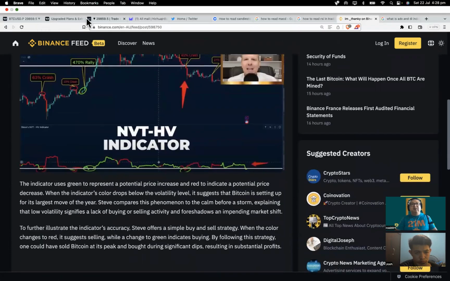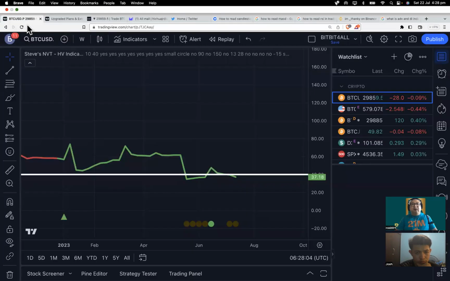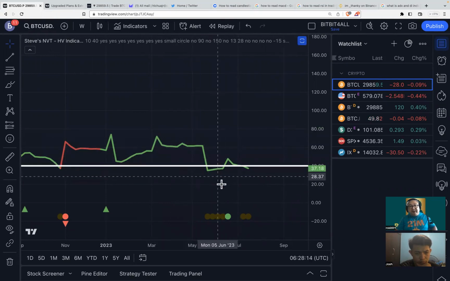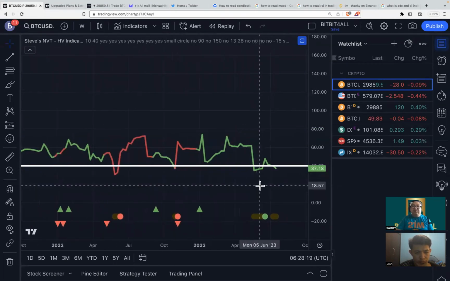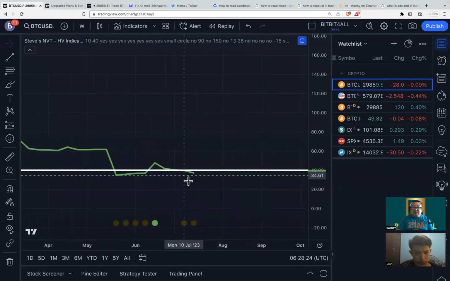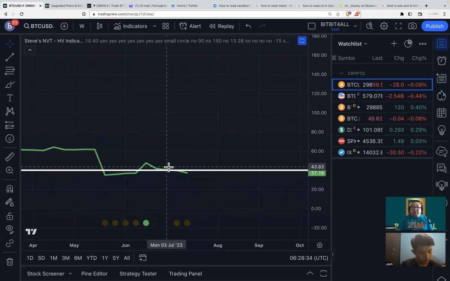Let's not read that, so you don't get overwhelmed. It will just tell you that this white line, if these are below that line, it means there's not much volatility, not much movement in the markets. So it's like an accumulation stage. People are just buying and selling, with not much volatility, so not much movement.